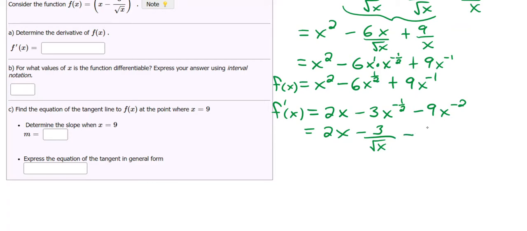Minus, and then this becomes 9 over, and then bringing the negative down becomes x squared. And that is our derivative. Remember what that is? That is also the slope. The slope is the derivative. So what this does is it allows me to plug in any value of x, and that is the derivative at any point on that graph, right?